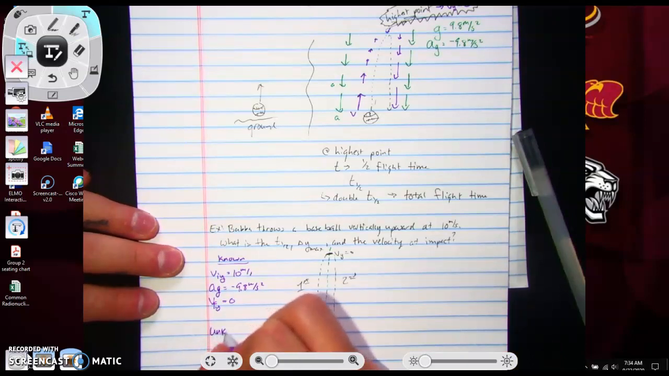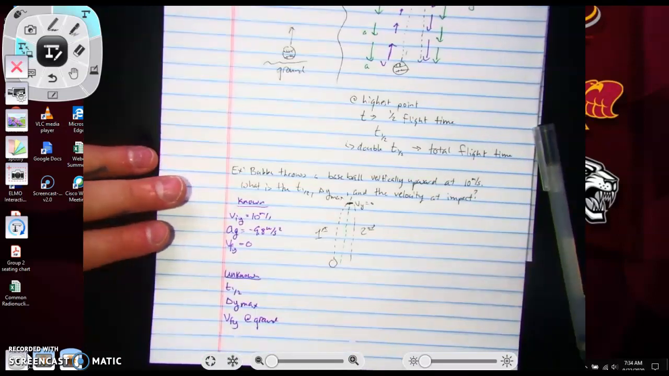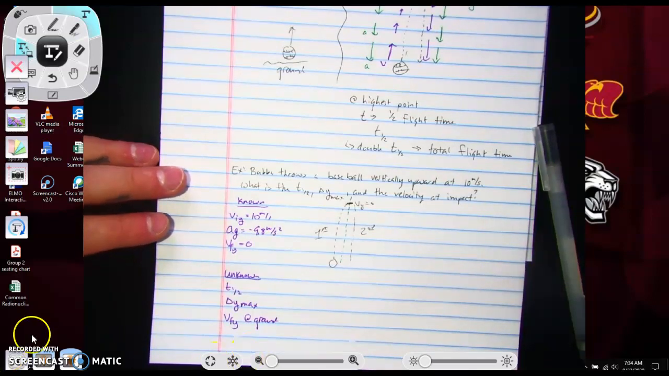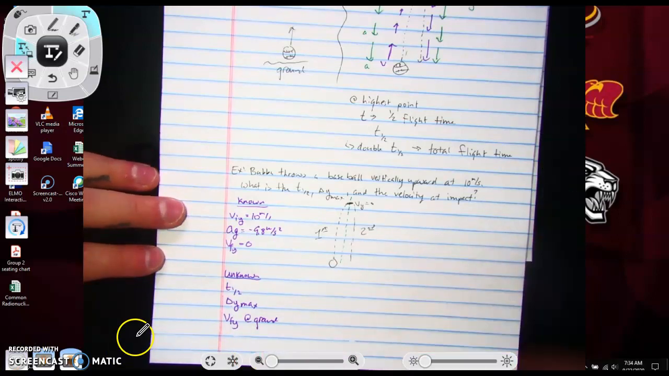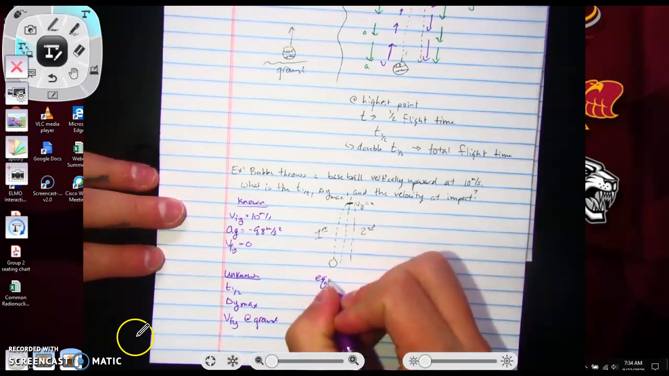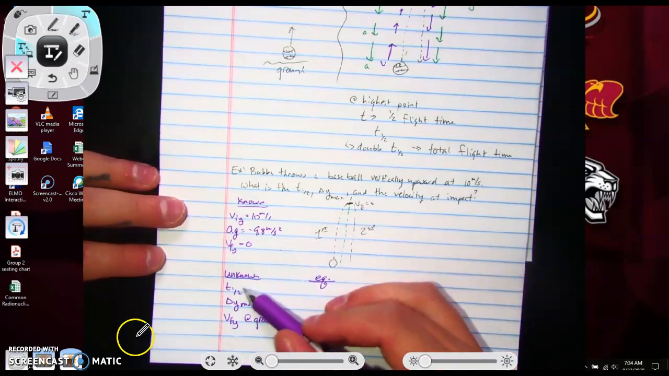My unknowns are t1/2, delta y max, and v final at ground. Okay, so those are my unknowns. Let's get after it. Equation. Well, let's start with what I need to find: T1 half.